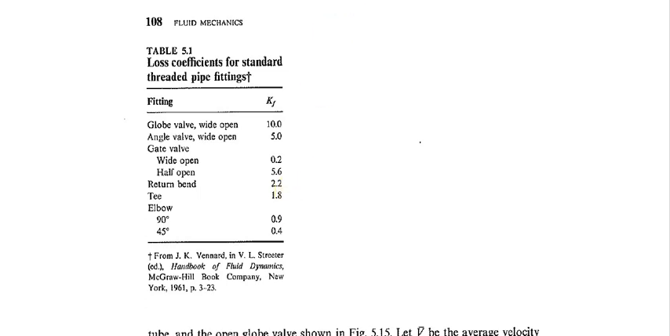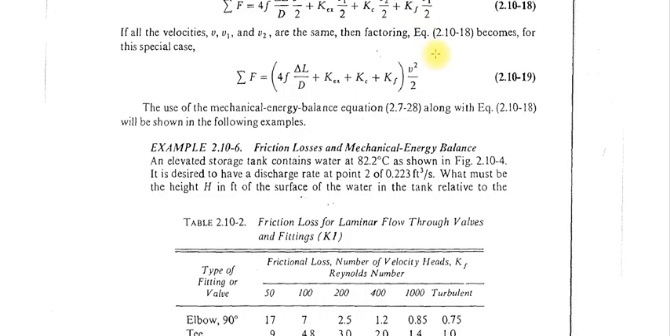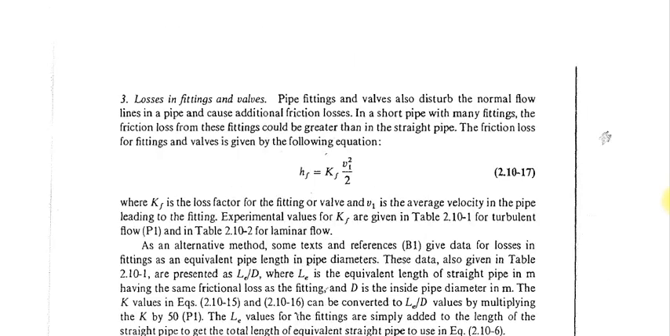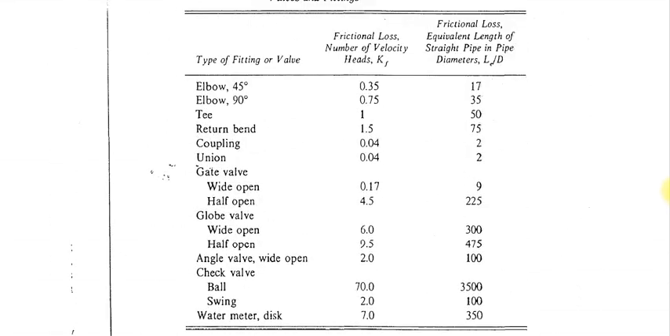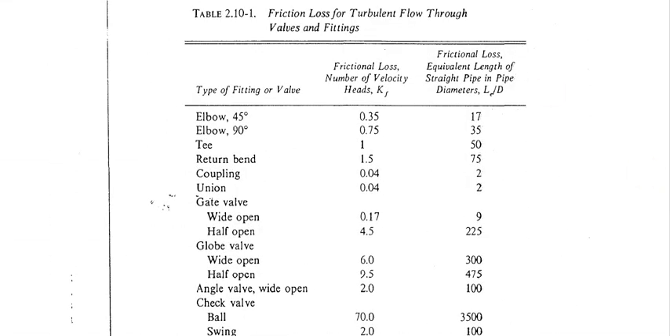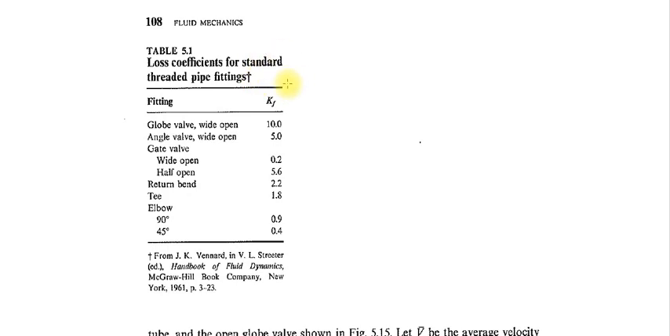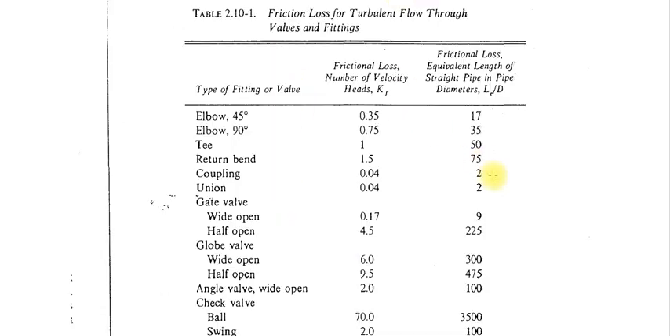So for different books, like I have the different books here, the values are given differently. In this book you have different values, and in this McCabe Smith book you have different values. In this Unit Operations and Transport Phenomena book, here also you have different values. So you should make sure you are using the correct value.